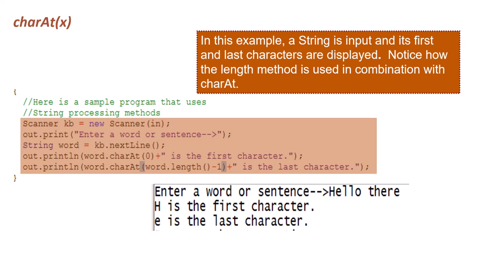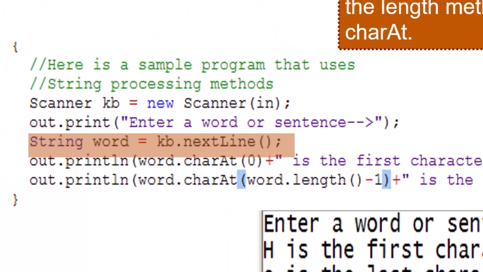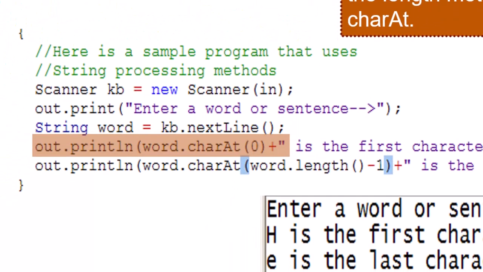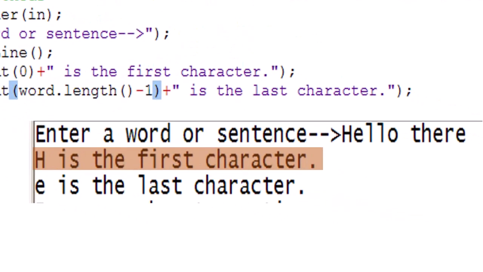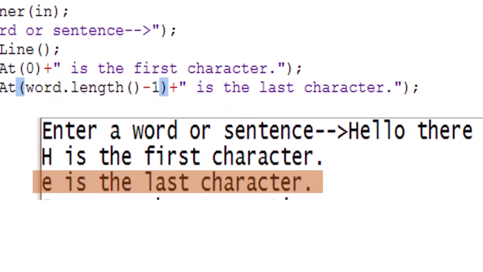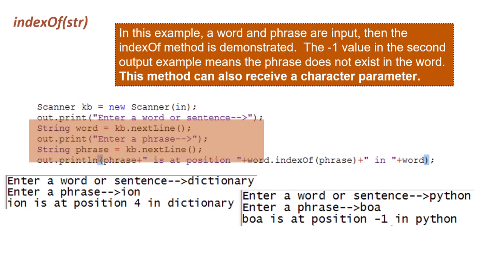In this example, a string is input and its first and last characters are displayed. Notice how the length method is used in combination with charAt. A word is input using nextLine. The charAt 0 is used to output the first character, and then the charAt using word.length minus 1 is the last character.